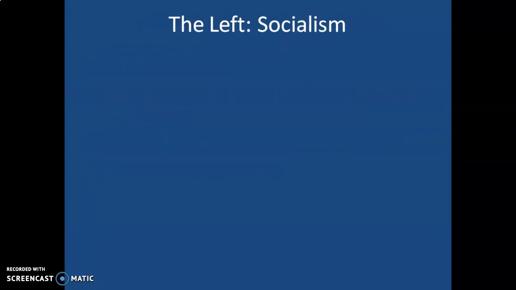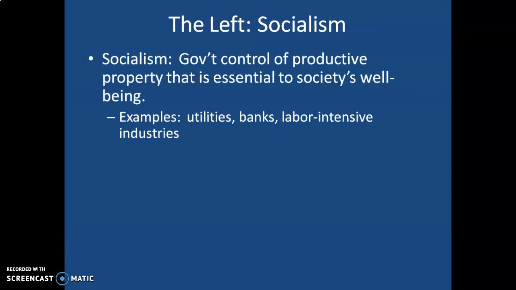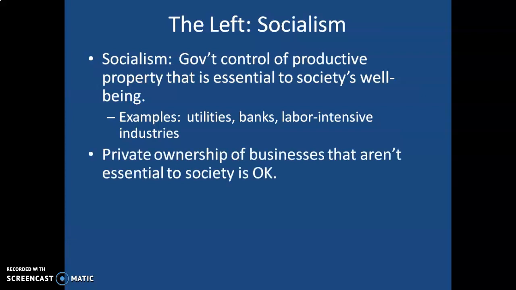As we move further to the right, we're still on the left, but now we've moved to socialism. Okay, socialism: government controls the productive property that is essential to the society's well-being. And usually in a socialist system, we're talking about utilities like the electricity, natural gas, water, that sort of thing. Banks might be controlled by the government, and other labor-intensive industries where you have specific industries in which a big part of the population works. Those might be controlled by the socialist government. Private ownership typically is okay if that industry or business is not considered essential to society.